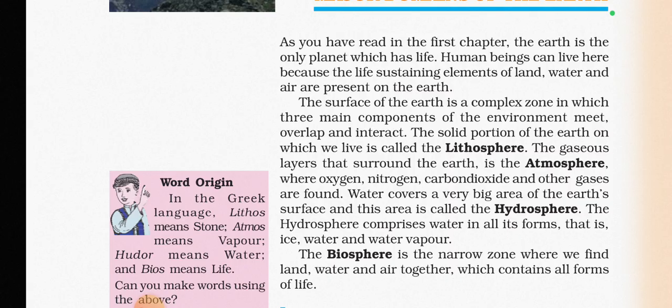Let us learn about the origin of these words. In Greek language, lithos means stone, atmos means vapor, hydro means water and bios means life. Now by these words' meanings we can get an idea of what all these words mean. Lithosphere, atmosphere, hydrosphere and biosphere seem quite high-fi, but in actuality they are not, once you have a little idea about their origin or meaning.